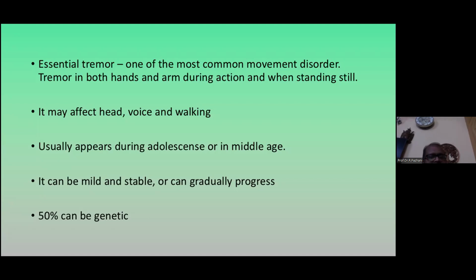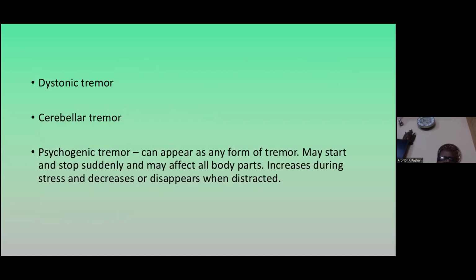They are not very interested in treating, especially when it is very mild. It can, 50% can be genetic. Dystonic tremor: you know what is dystonia? It's a twisting movement of the body or along the vertical axis. It can be upper limb dystonia, lower limb dystonia. The entire body can have a contortion movement, dystonic movement. When they have tremor along with the dystonia, it is called dystonic tremor. So when the body is twisted, they can have some shaking along with the twisting. That's called dystonic tremor.